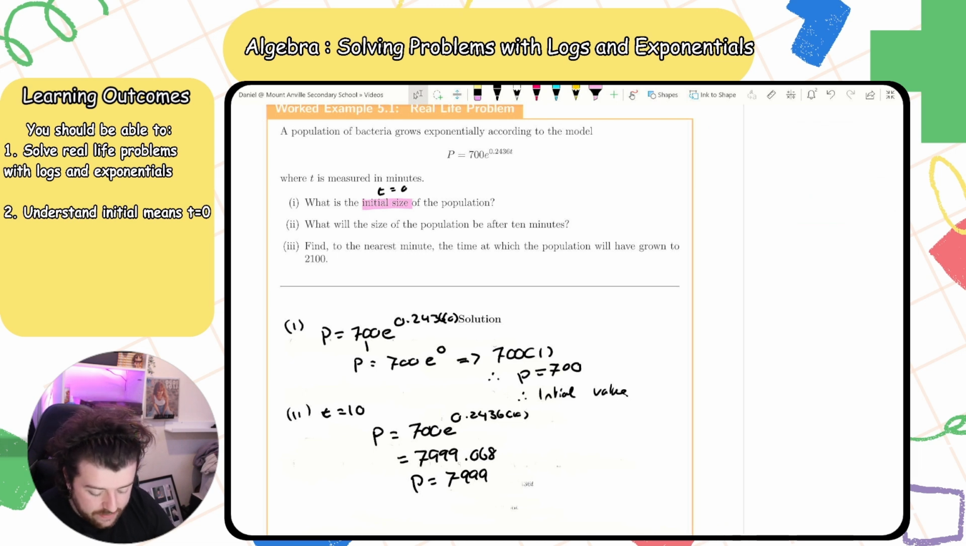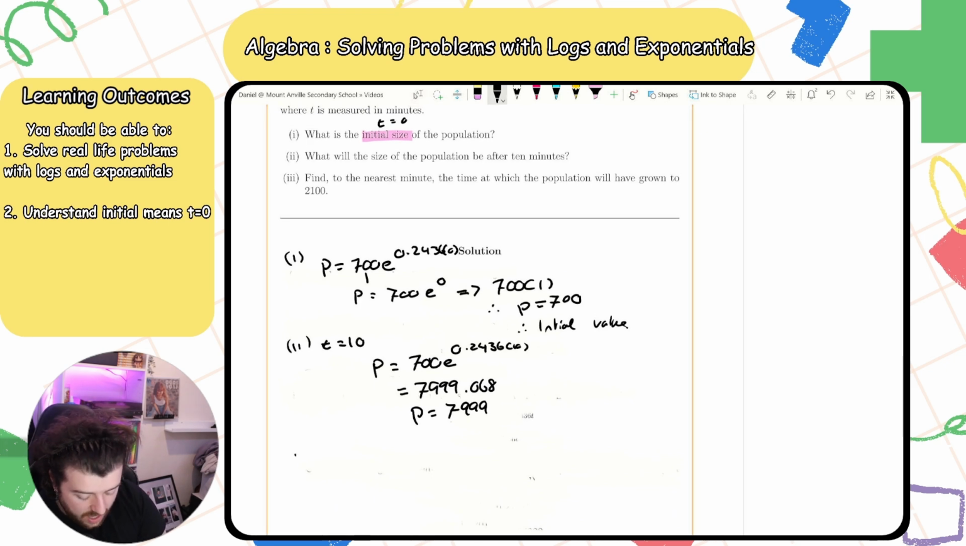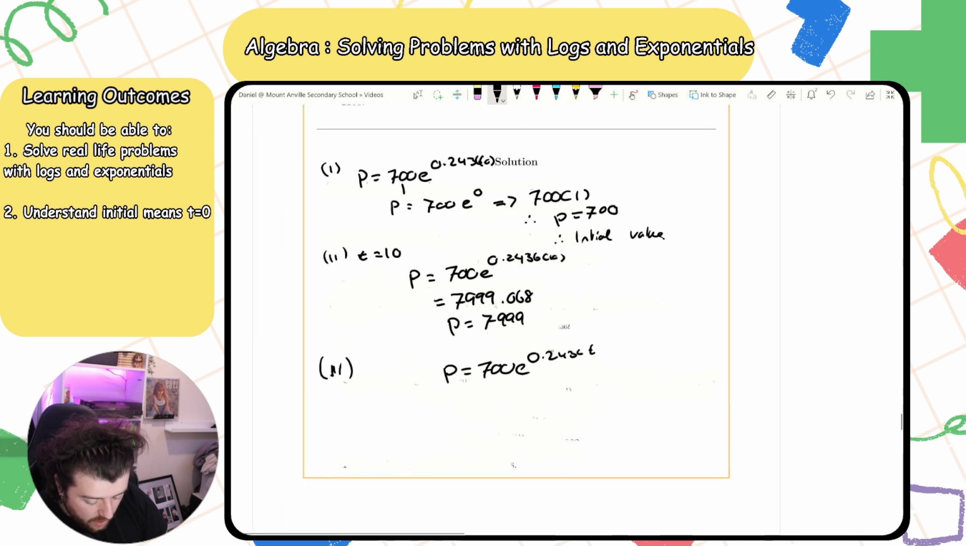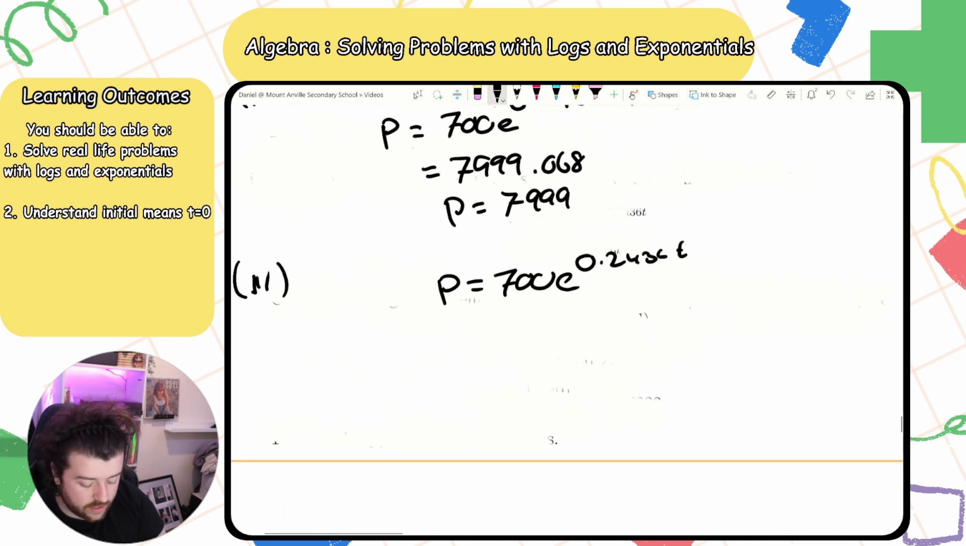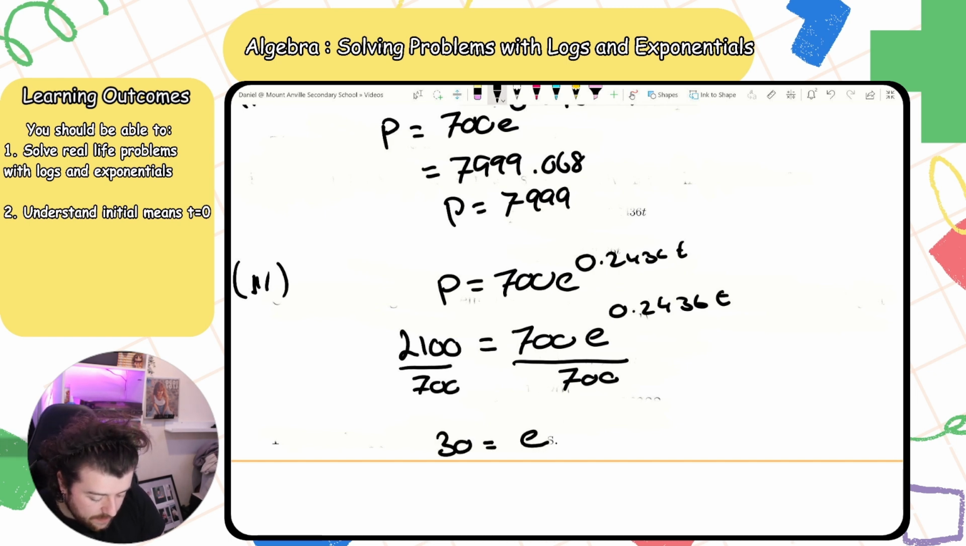Find to the nearest minute the time at which the population will have grown to 2,100. So P is equal to 700e^(0.2436t). We want to find when the population is equal to 2,100, so my P is equal to 2,100. 2,100 equals 700e^(0.2436t). Divide both sides by 700 because I want my exponent on its own. So I have 3 equals e^(0.2436t).